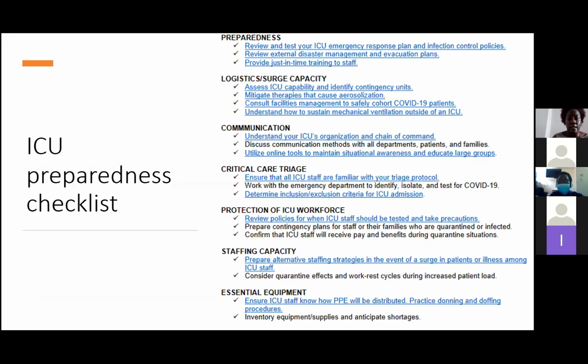And this is basically my last slide, showing a checklist of how you should be prepared for this pandemic. Thank you very much.